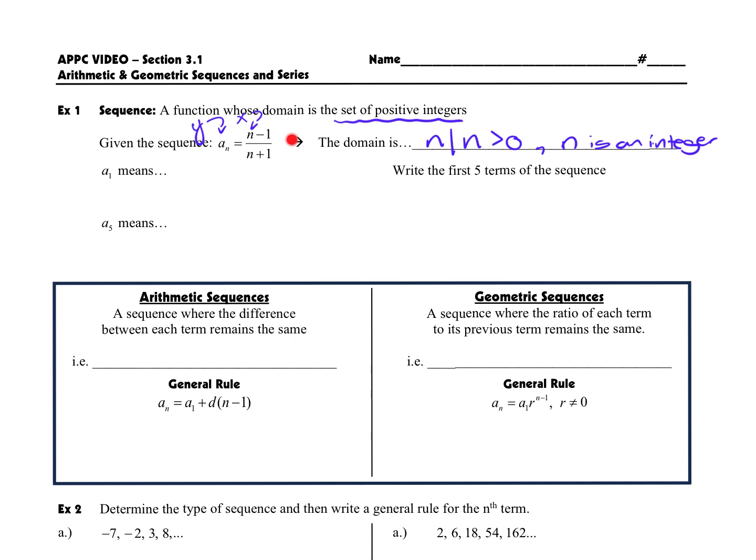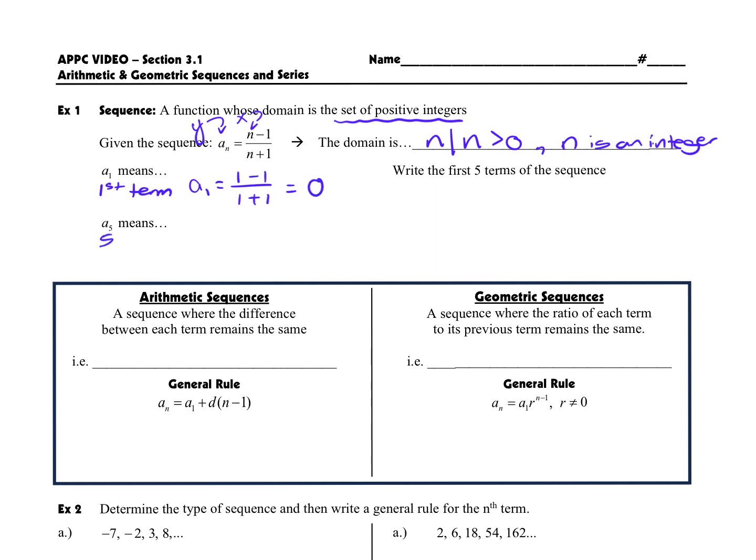Now, when we look at this notation, a sub n, we're really thinking y. And then our n's are our x's. That means that a sub 1 is what we would call the first term in the sequence. So a sub n simply means we're going to substitute that 1 where n is. So 1 minus 1 over 1 plus 1. That's, of course, going to give us 0 over 2, which is just going to be 0.